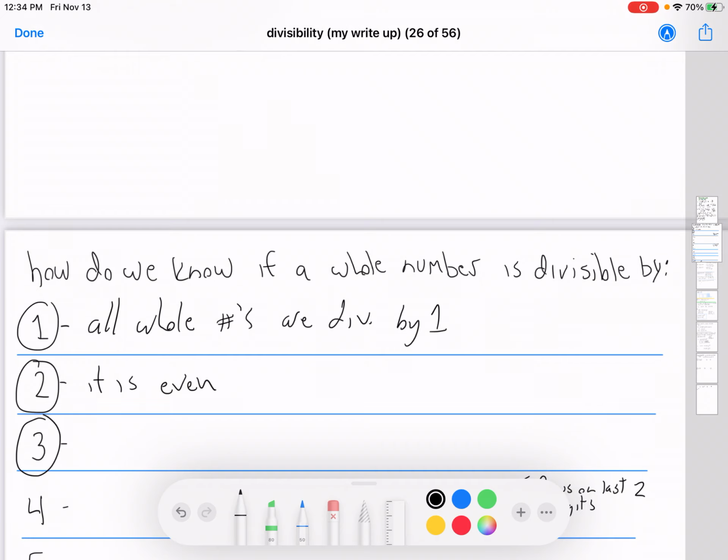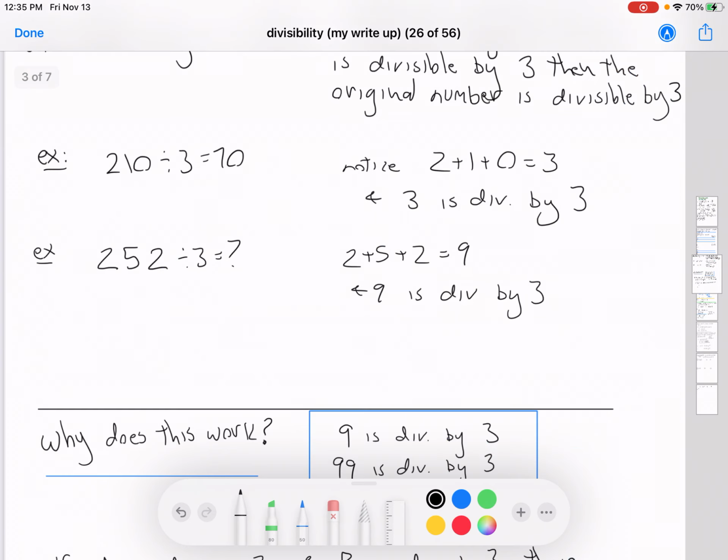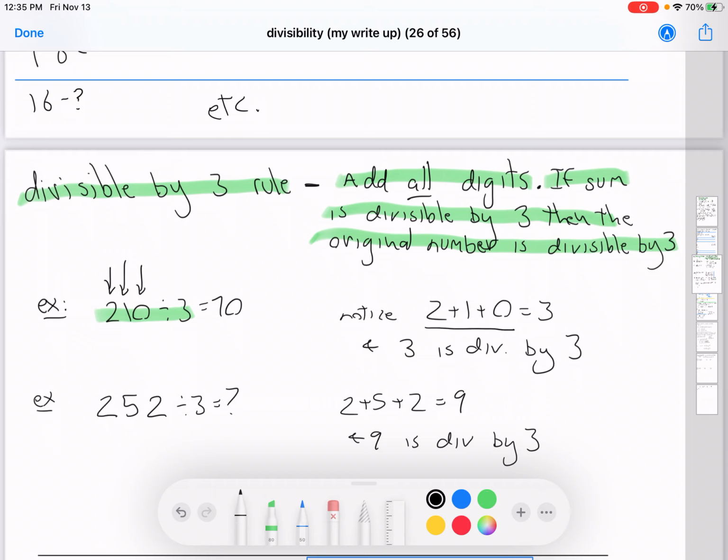Now, how do we know if a number is divisible by 3? And this is the divisible by 3 rule. See below. So we can come back here in a moment. The divisible by 3 rule says to figure out if a number is divisible by 3, you add all the digits. Then if the sum is divisible by 3, then the original number is divisible by 3. So 210 was divisible by 3. If I were to add the digits, 2 plus 1 plus 0 equals 3, and 3 is divisible by 3.